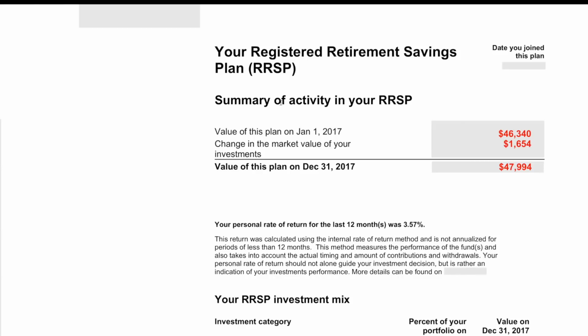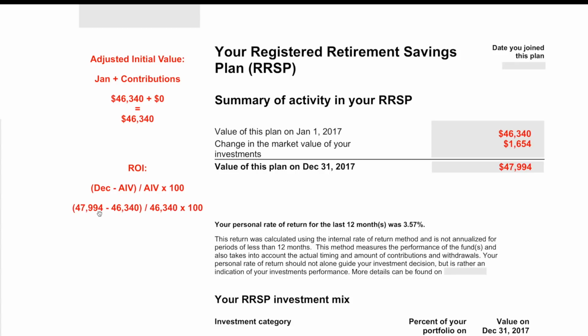The RSP is a little bit simpler to calculate because there was no contributions, but we're still going to look at the adjusted initial value anyways. We'll take the January value of $46,340, we'll add the contributions, which in this case are $0, and we get an adjusted initial value of $46,340. Then we'll calculate the ROI. We take the December value, $47,994, we subtract $46,340, which is from the adjusted initial value. We hit enter, then we divide by 46,340, times that by 100, and we're left with 3.57%.